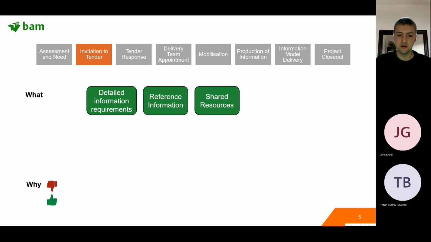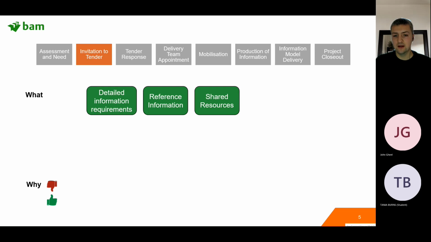Reference information is just if it's an extension, for example, to a building. So we've got an extension to a primary school just now. Reference information would be any information that you already have about your site, about your existing building. So drawings, models, everything makes it far easier to then build on that and design for your extension.